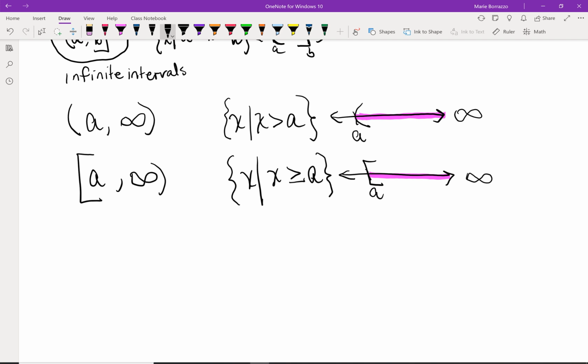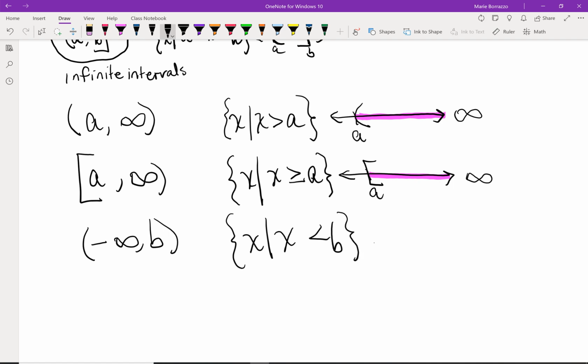Okay, the next two intervals are similar, except we're dealing with the B value, where we're coming from negative infinity, not inclusive, never is inclusive on the B, all the way to B, not inclusive again. So we have X is in the set of values where X is less than B for this example. And in this case, again, if I have a number line, I'm coming from negative infinity, which is sitting over here, and I'm coming up to the B, not inclusive. So it kind of looks like this if you draw it.